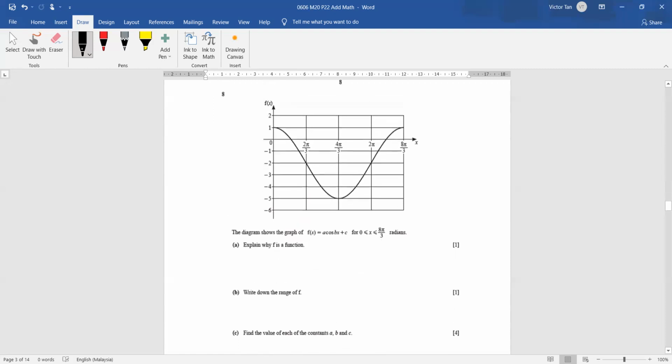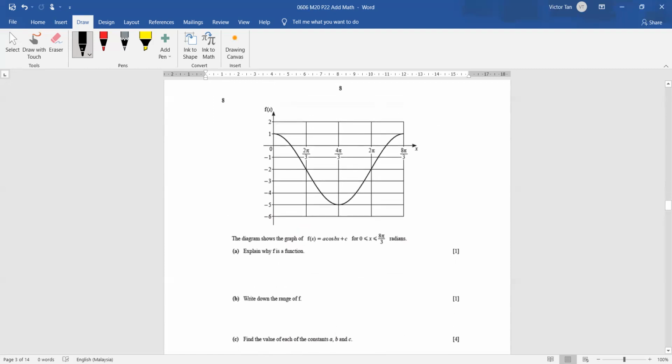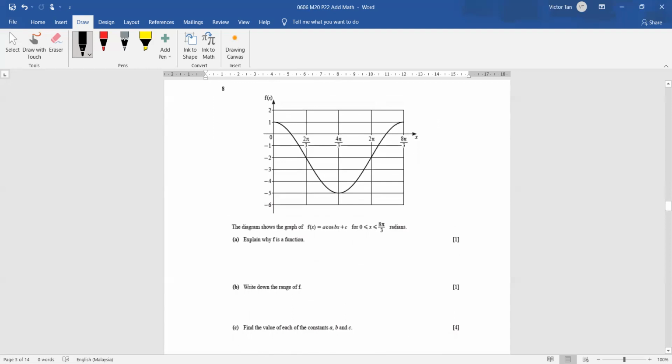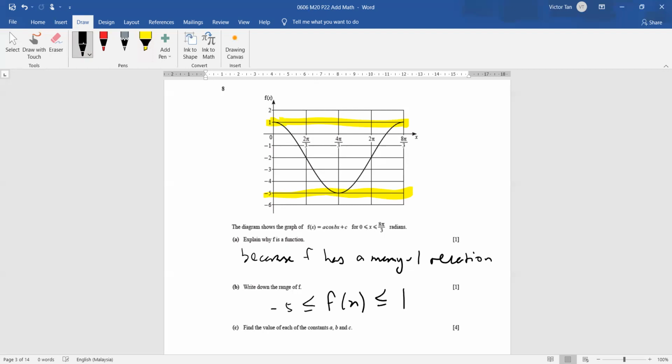The diagram shows the graph of f(x) equals a cos bx plus c. Explain why f is a function, because f has a many-one relation. Write down the range of f. So the range of f is the values from here to here, so the range is from -5 to 1.